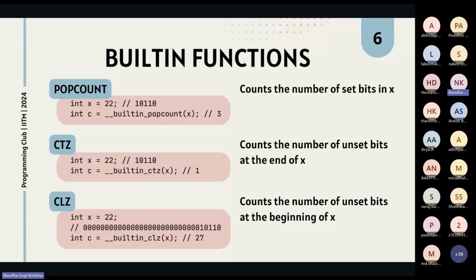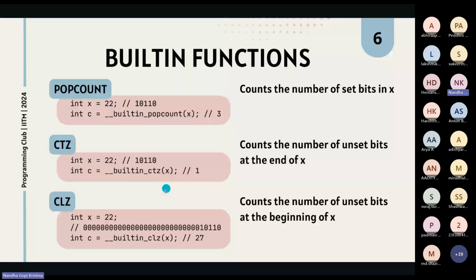Are these built-in functions clear? I'll explain it once more. Pop count simply counts the number of set bits in X. Count trailing 0, as the name suggests, counts the number of trailing zeros in X. That is the number of unset bits at the end of x until we encounter the first one. So over here it counts this 0 and then we encounter a 1, so it stops. There's only one trailing 0.